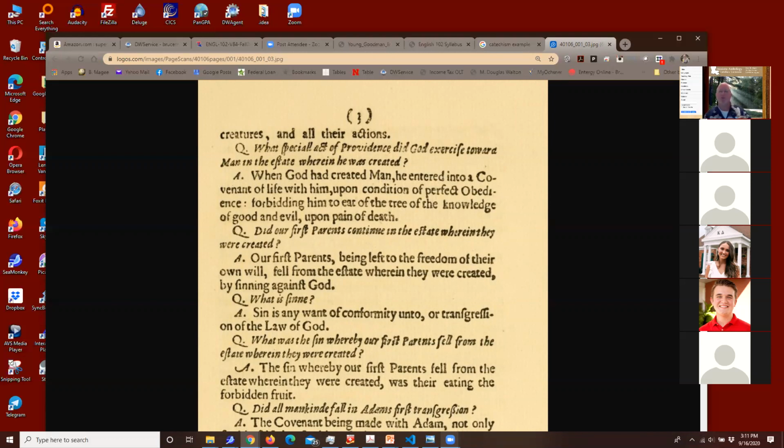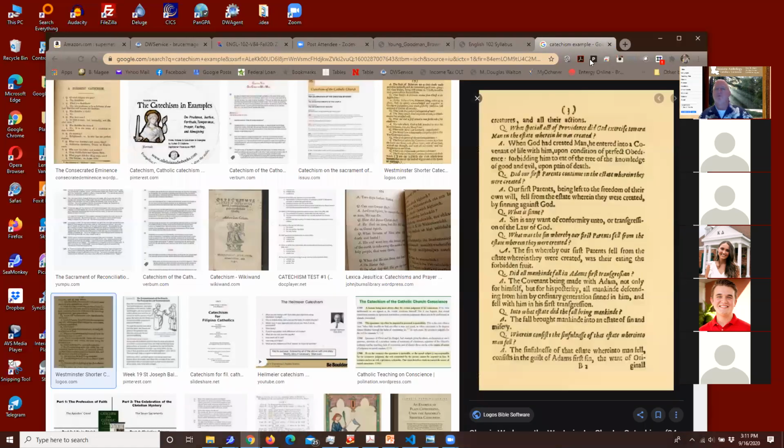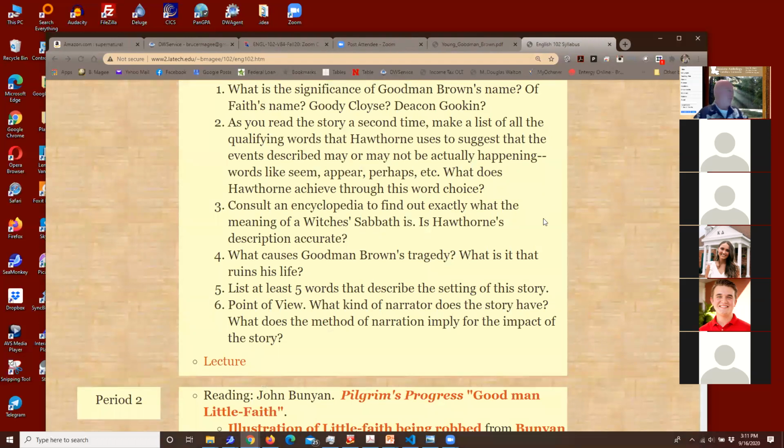So this is part of what you have to do in order to prove you're elect. You have to know this body of Christian doctrine. Anyway, seeming, appear, perhaps.